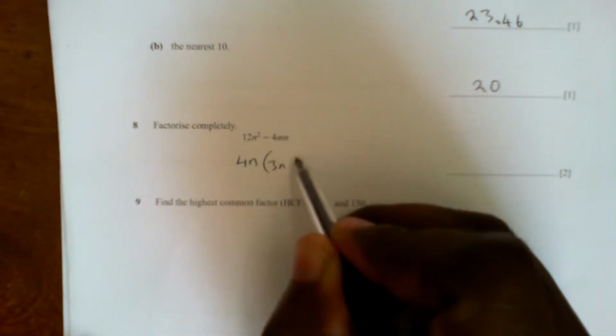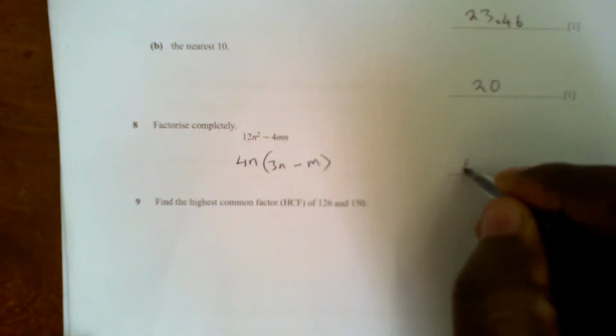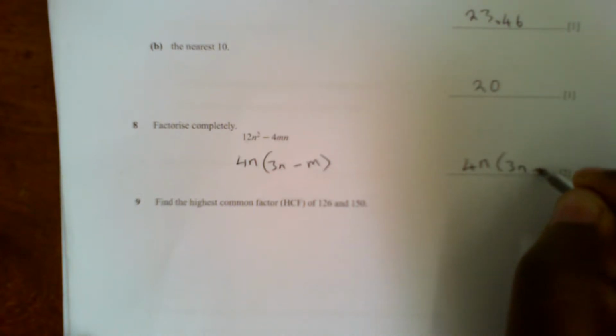And then the next one is factorize completely 12n squared minus 4mn. Our common factor for 12 and 4 will be 4, and for n squared and mn it will be n. Then I divide 4n into 12n squared, that will be 3n, minus 4n into 4mn, it will be m. So our answer will be 4n bracket of 3n minus m.